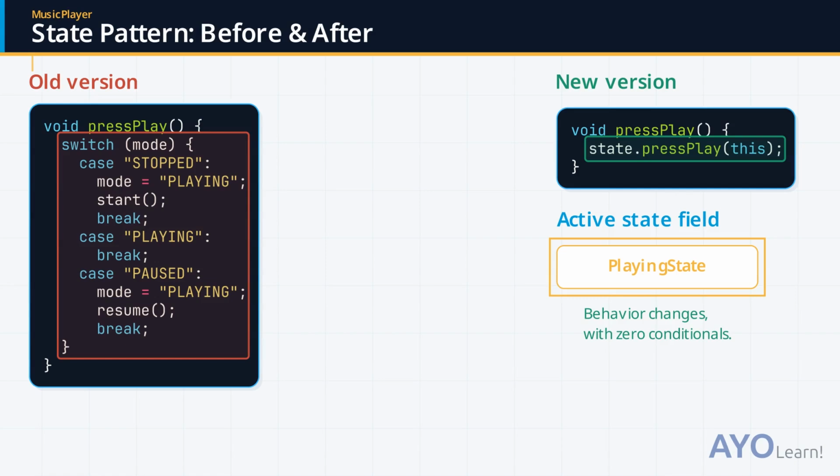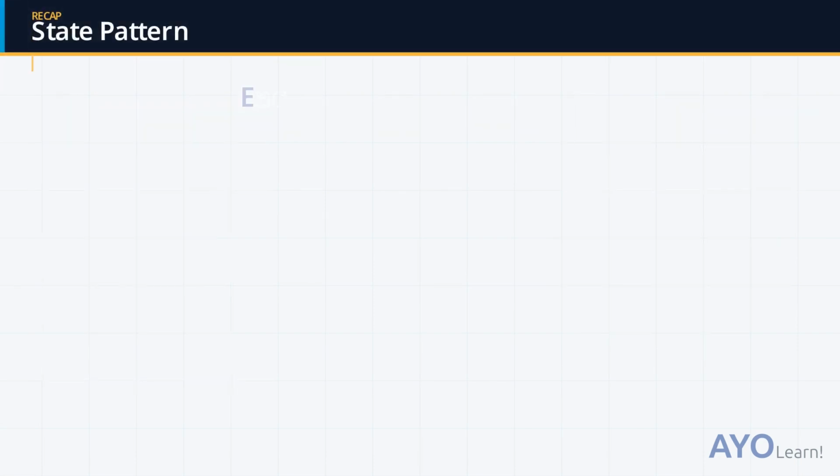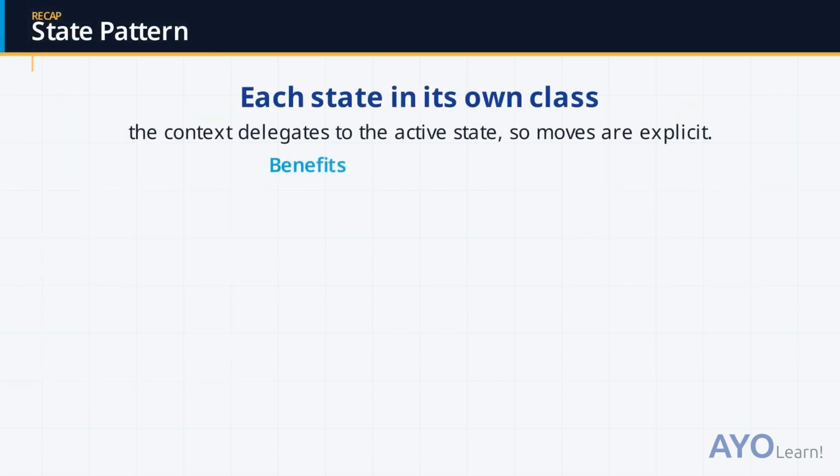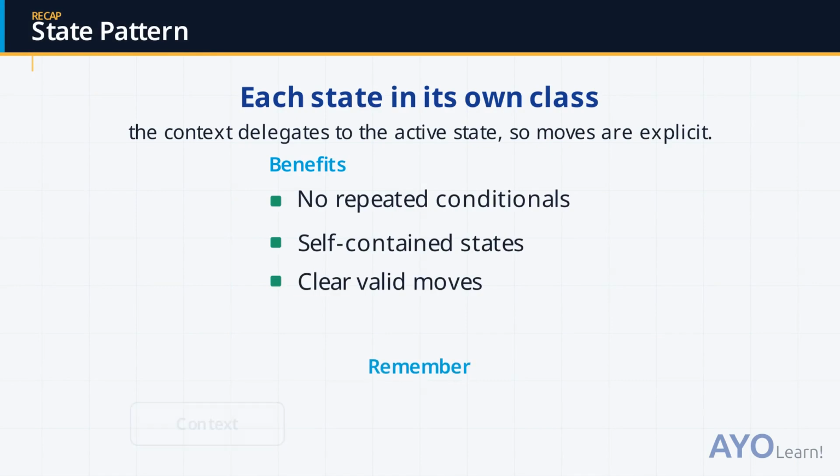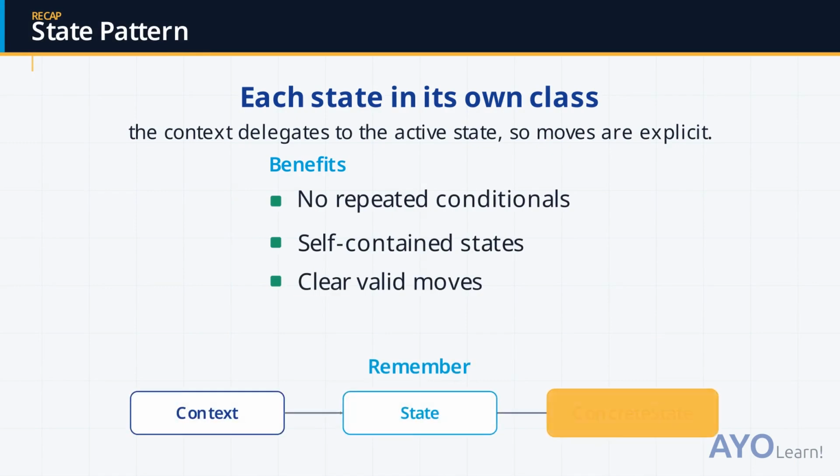That's the power of the state pattern, clean and easy to extend. Give each state its own class, and let the context delegate to the active one. The result: no repeated conditionals, self-contained states, clear transitions. Remember, context, state, concrete state.